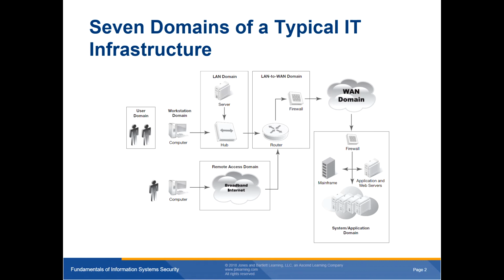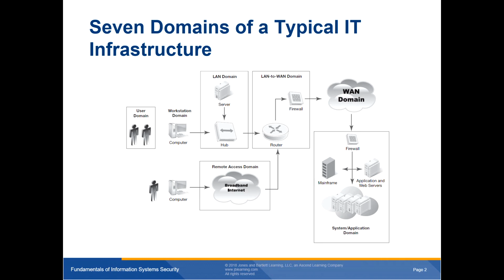The third is the local area network to WAN, LAN to WAN domain, where the IT infrastructure links to a wide area network and the internet. The wide area network domain, or the WAN domain, connects remote users to the organization's IT infrastructure. And of course, the WAN domain, the largest WAN out there, is the internet.